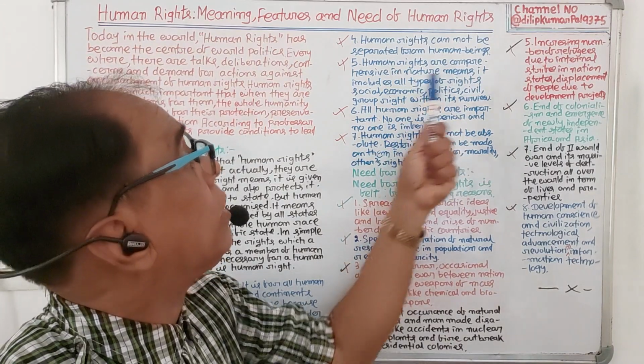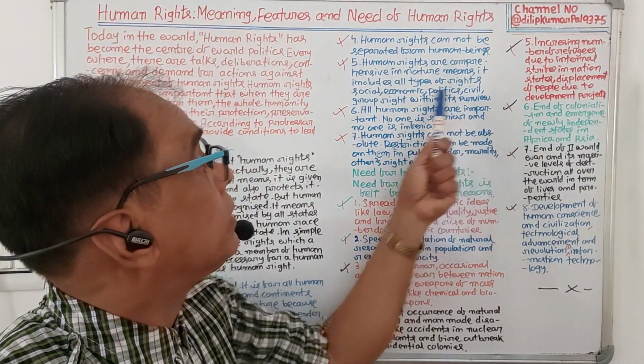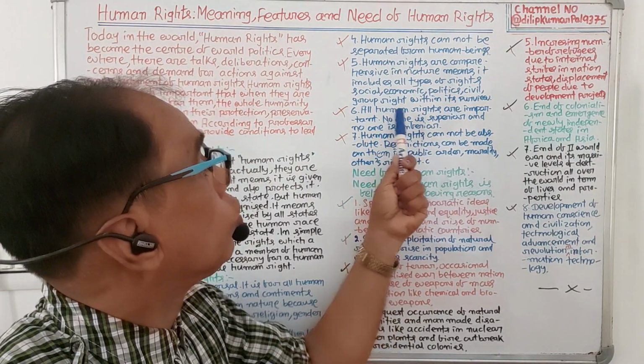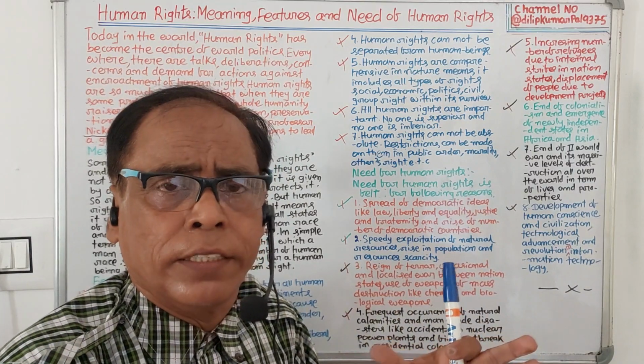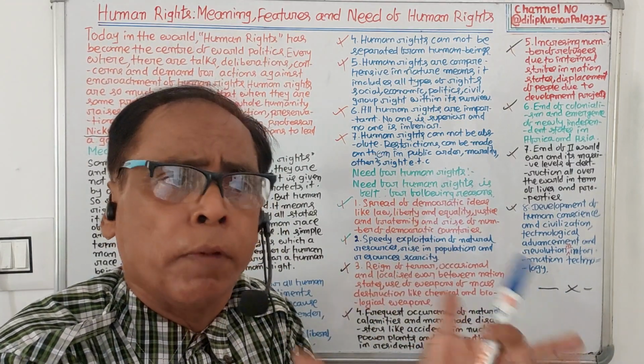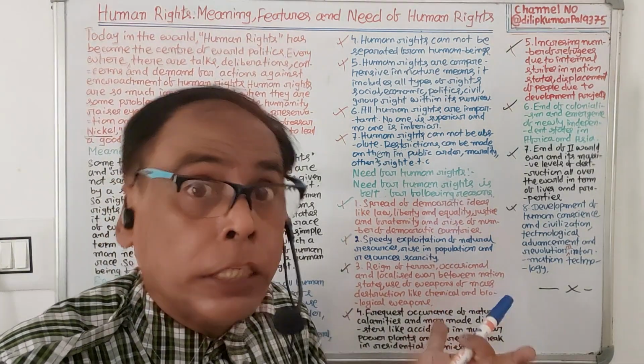Number five, human rights are comprehensive in nature. It means they include all types of rights, social, economic, political, civil, cultural, and group rights, which are necessary for human beings, within their purview.